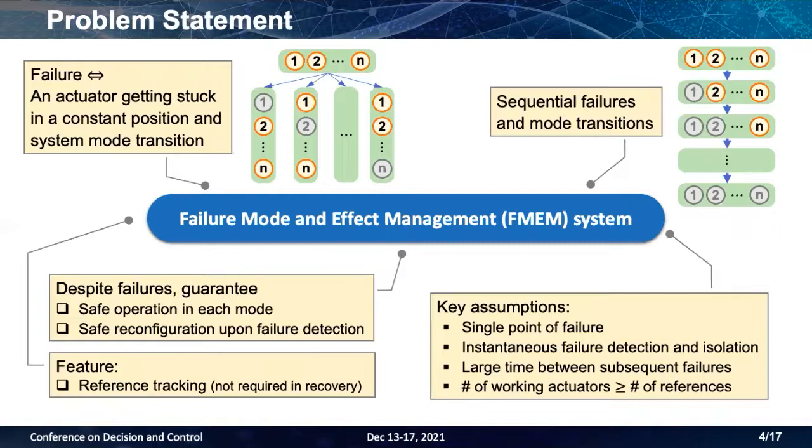More specifically, the problem is to handle stuck actuators and sequential failures to ensure safe operation at any time while performing reference tracking. We assume that only one failure can happen at a time, and there's instantaneous detection and isolation of the failure, as well as a large time between subsequent failures. The number of working actuators should be greater than the number of references.